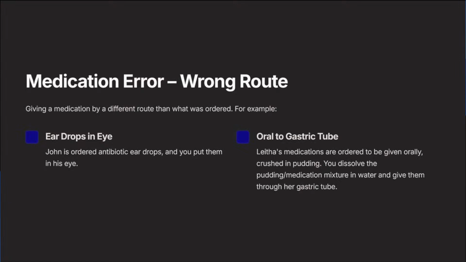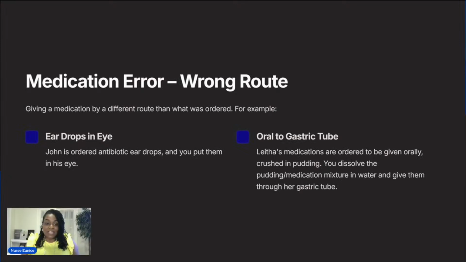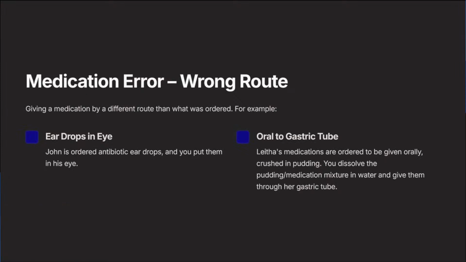Oral to gastric tube. So let's say medications are ordered to be given orally, crushed in pudding. You dissolve the medication mixture in water and give it through her gastric tube. For a lot of medication aid providers or med aids, you're not allowed to give enteral medications through a gastric tube, not without more training. And so every state varies. If you don't understand the rules, you're going to contact the Board of Nursing, find a med aid program in your area. But again, usually you have to be a CNA for 1 year before you can apply to become a medication aid.